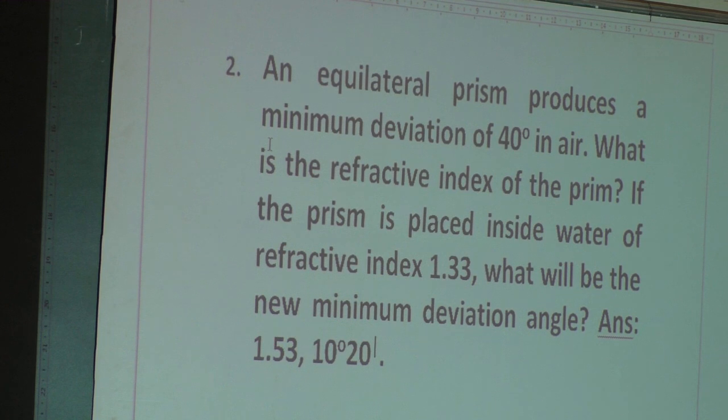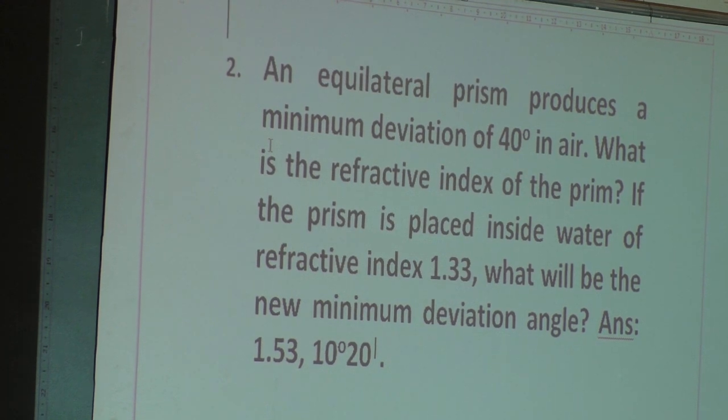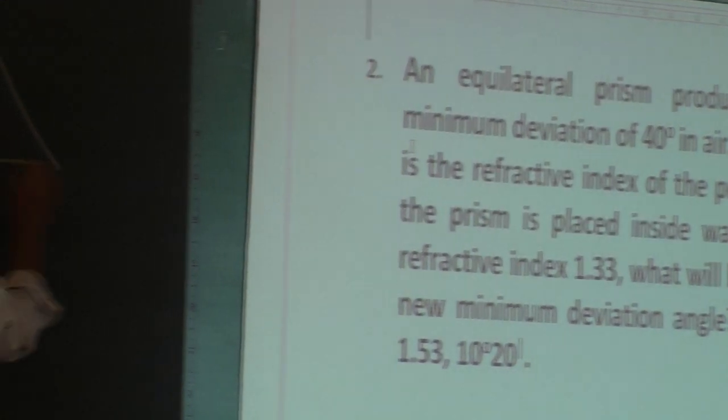Now, when you keep the whole prism inside water, what are all the factors which don't change? We can keep it as it is. One is the angle of the prism. The angle of the prism, 60, will never change because it will be the same. So the angle of the prism itself is 60. Now let us keep it inside water. So 1.33 is given. So coming back to the board now.